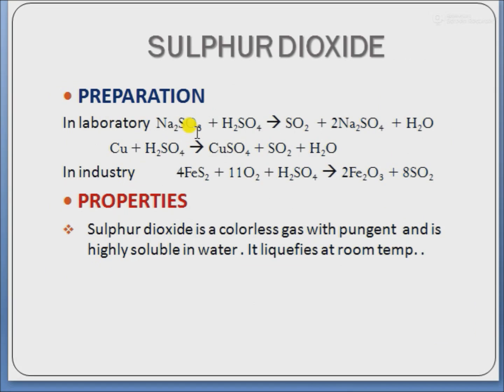Next is sulfur dioxide. Sulfur dioxide is formed together with a little 6 to 8% sulfur trioxide when sulfur is burnt in air or oxygen. In the laboratory, sulfur dioxide is prepared by treating a sulfide with dilute sulfuric acid, that is sodium sulfide with dilute sulfuric acid. It forms sulfur dioxide plus sodium sulfate plus water.